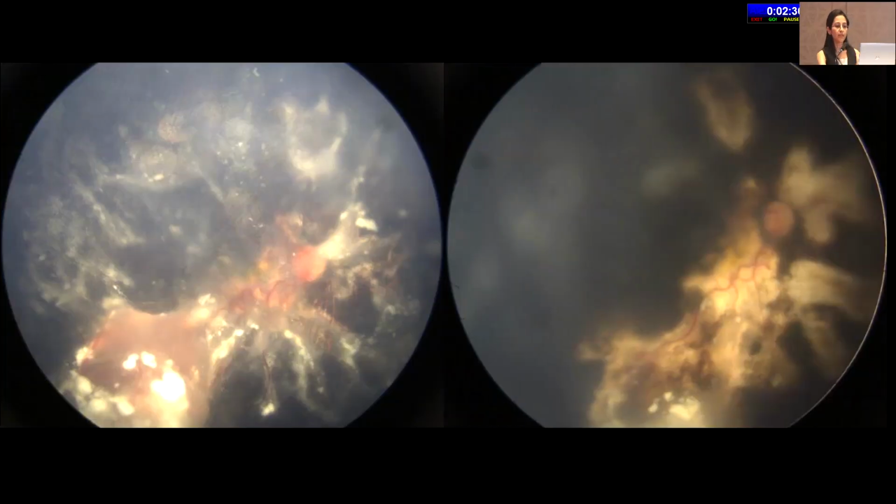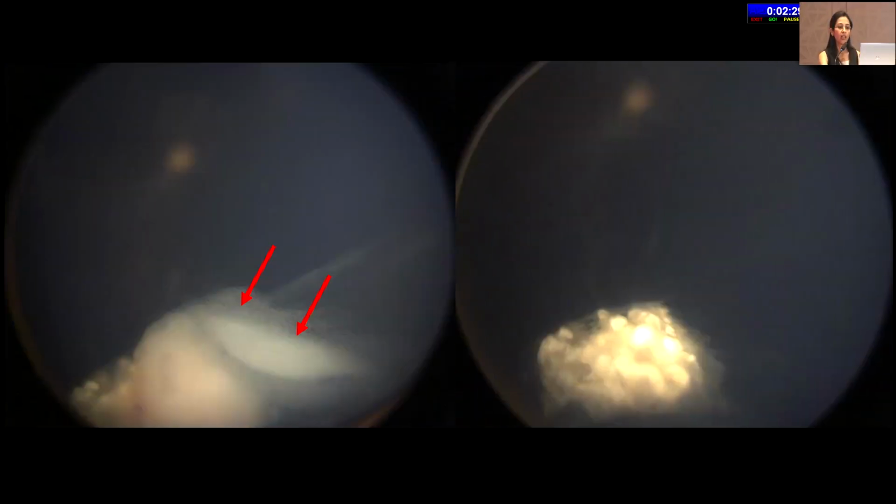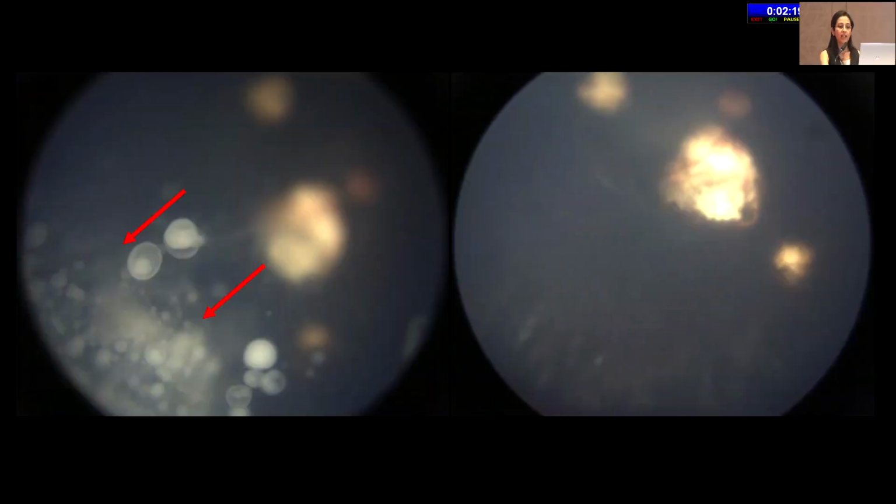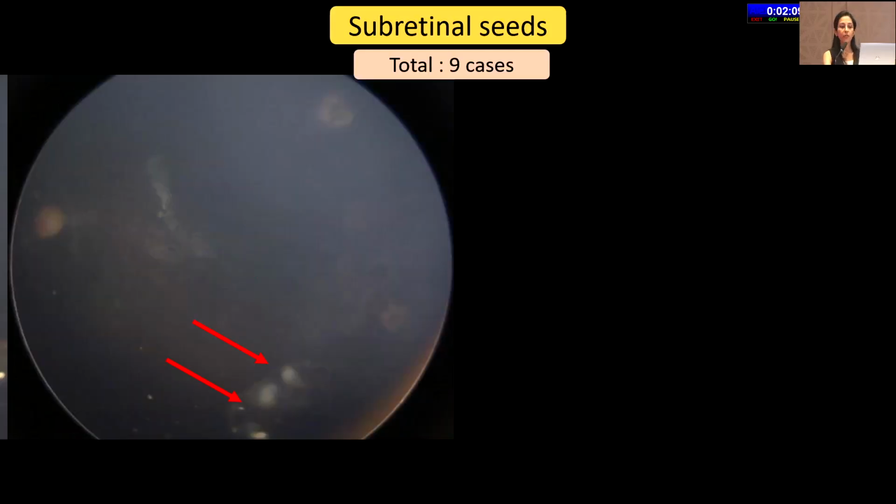This case with diffuse seeds received 90 microgram IVT and laser TTT for the residual tumor and showed complete regression. This case with a dense cloud of vitreous seed completely regressed and cleared after 5 injections. Case with juxtapapillary seeds regressed and became amorphous. In this very interesting case of diffuse vitreous seeds, the patient initially responded well to 30 microgram, but soon became refractory, but regressed completely after dose escalation to 90.